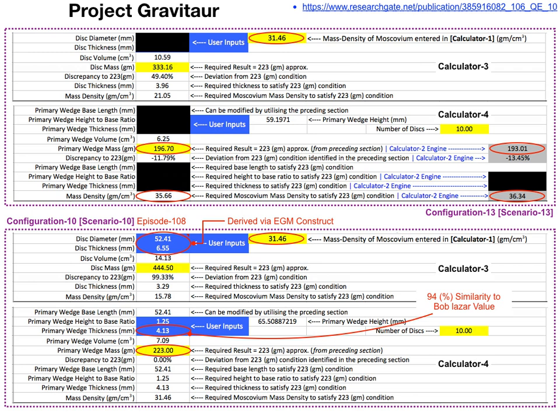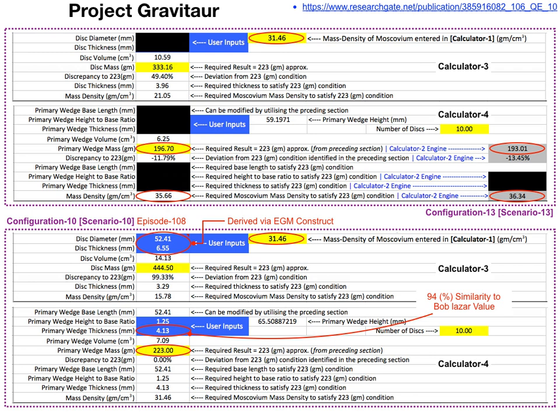The value of disk thickness appearing in scenario 10 agrees to 94% similarity with the Bob Lazar endorsed value revealed to us by Project Gravitaur leadership. Please remember that the value of disk thickness shown is based upon a triangular prism approximation of the primary wedge, not its geometrically exact volume. The important takeaway from scenario 10 is that the electrogravimagnetic construct saves the day by compensating for the primary wedge dimensional errors embedded within the Project Gravitaur documentary.